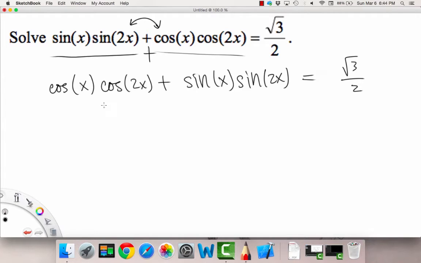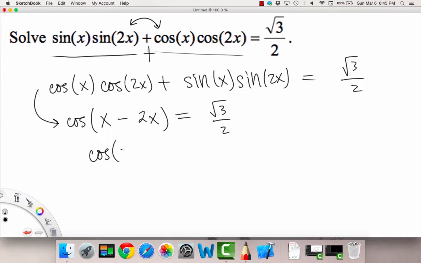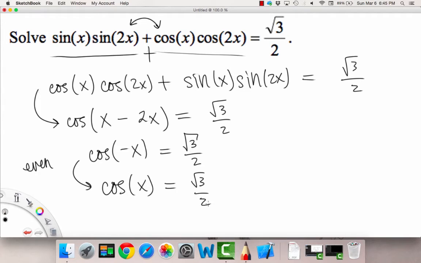Okay, so now that we have it in this form, we could say, okay, so this is cosine of something, and then we have the opposite sign in the middle because it's a cosine. So x minus 2x, okay? And then that is equal to radical 3 over 2. So because we recognize this as a difference formula, we can just consolidate that into one thing. So cosine of negative x is equal to radical 3 over 2, and furthermore, because cosine is an even function, which means this negative sign in front of the x doesn't really mean anything, that equals the same thing as cosine x. This is equal to radical 3 over 2, right?